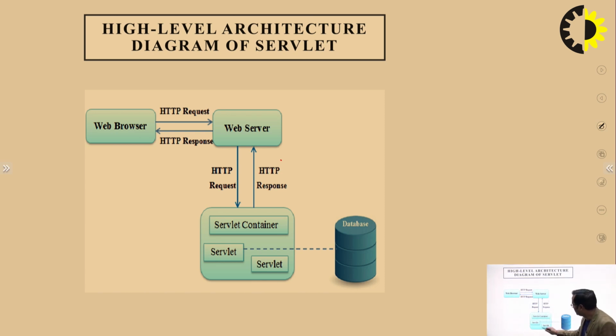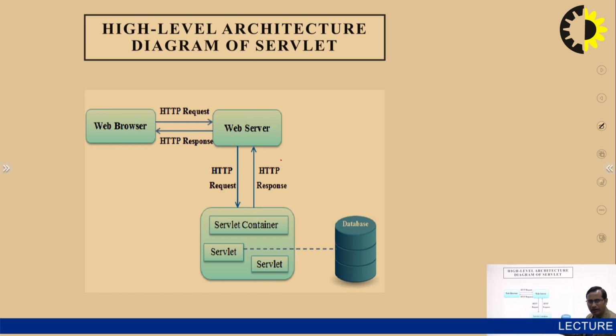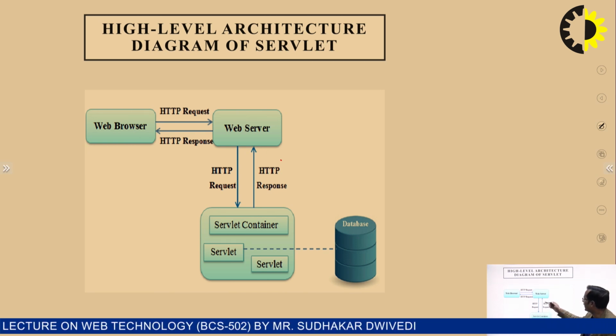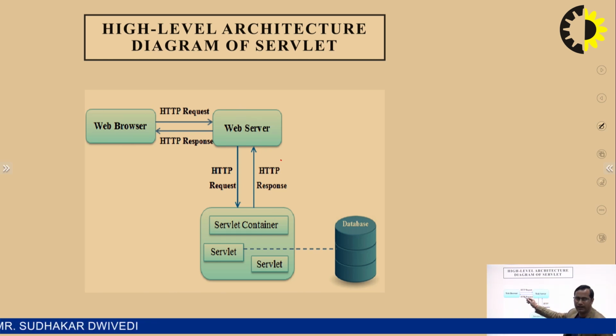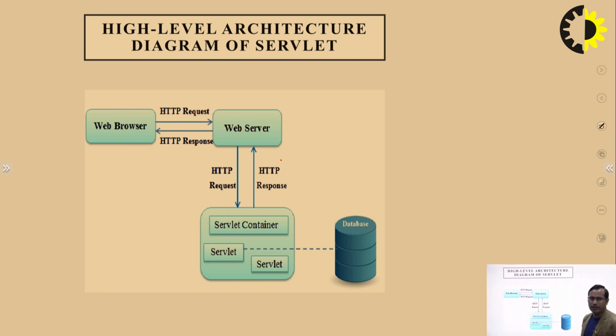This request is then processed by the web container, and it may make use of databases also. It processes the request, generates the dynamic pages, and transfers the response back to the web server. This web server finally transfers the web pages to the client, and on the web browser on the client side the final web pages are displayed.